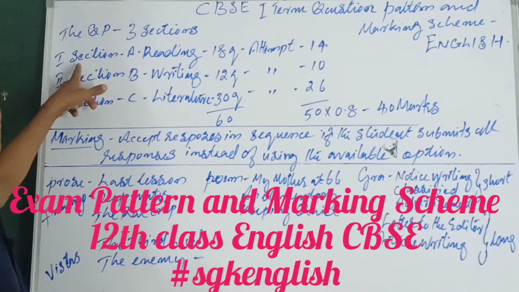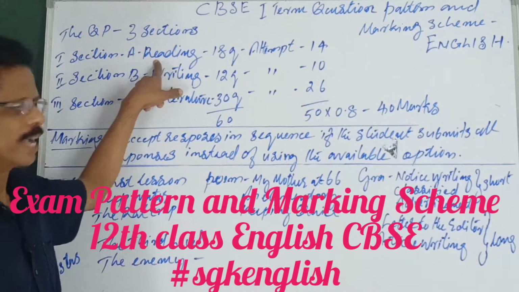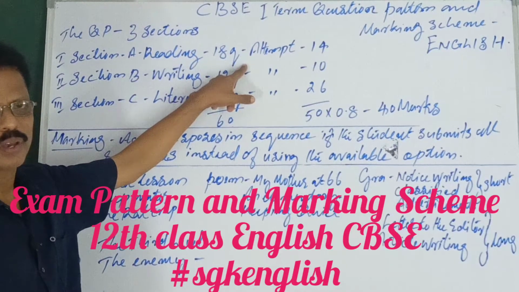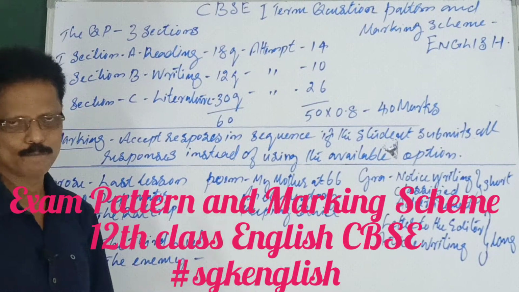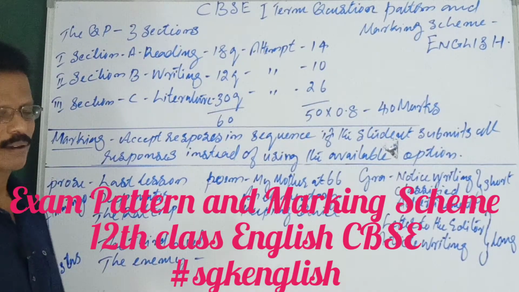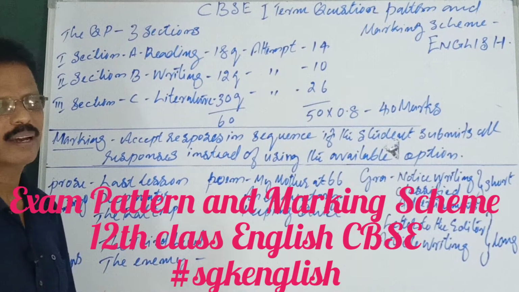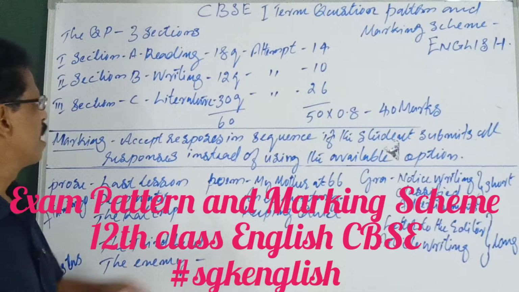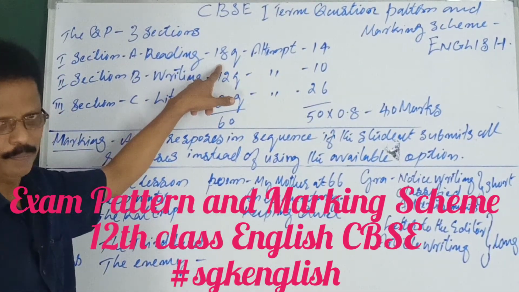Number 1, reading. Section A, that is reading. It has 18 questions. You need to attempt only 14. Section A is a reading passage, a comprehension passage. You have to read and answer multiple choice questions. 14 should be answered out of 18.